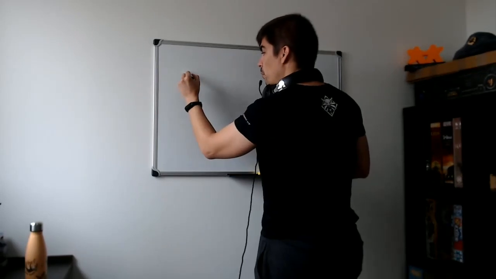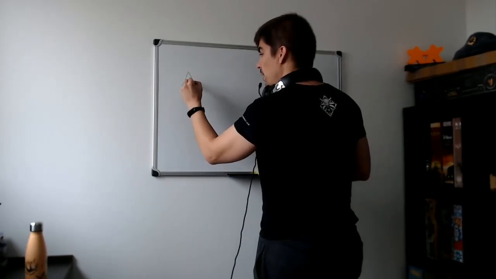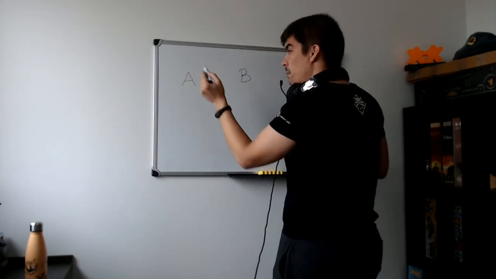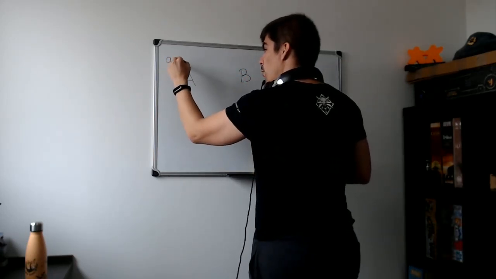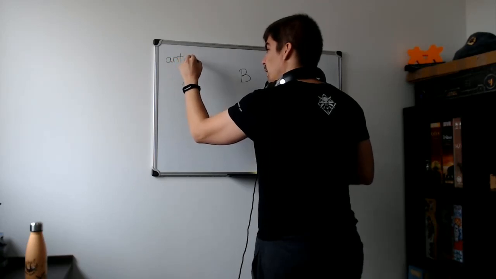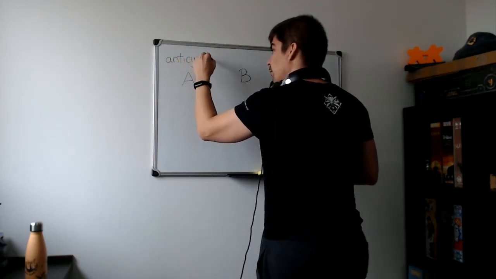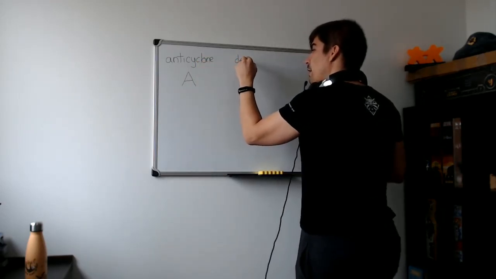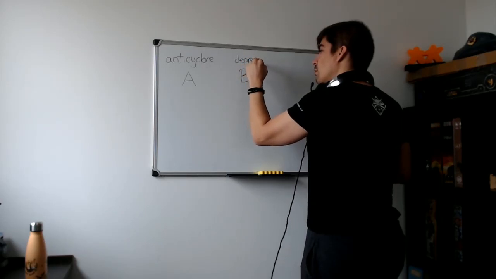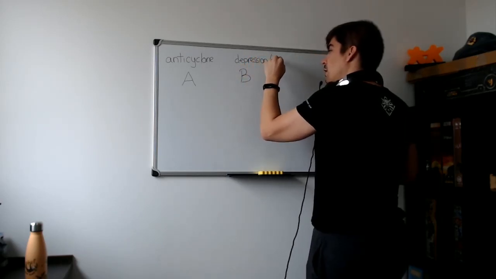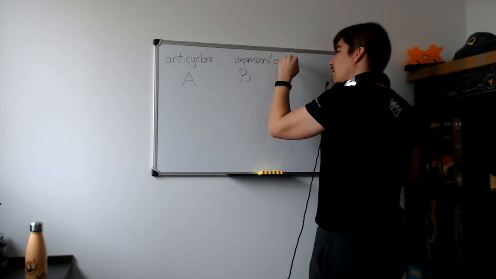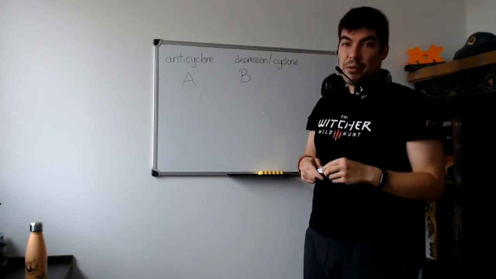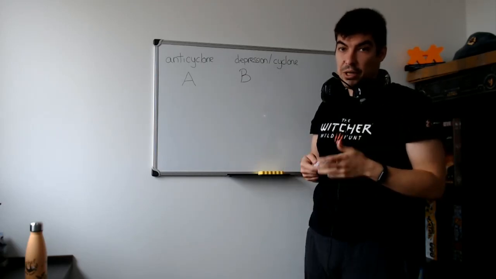First, we need to know what this is, a big A or a big B. A big A means we are in front of an anticyclone. A B means this area is a depression, also called a cyclone. An anticyclone means that it is an area of high atmospheric pressure.